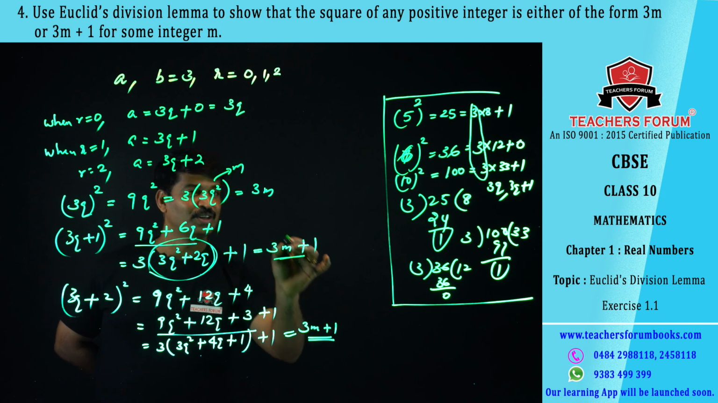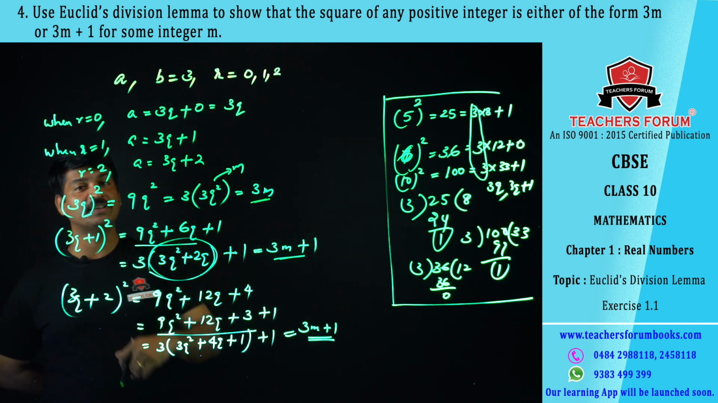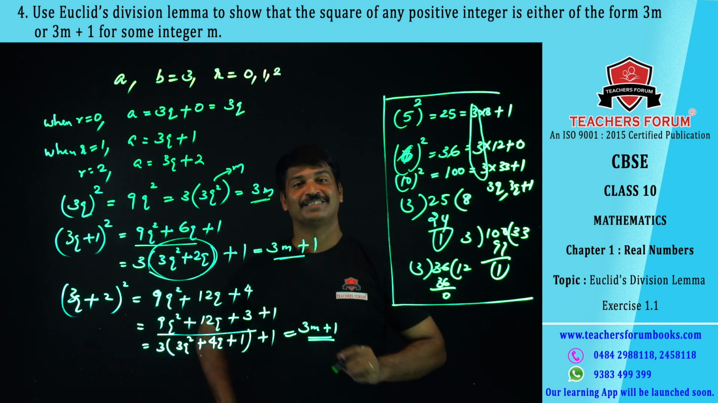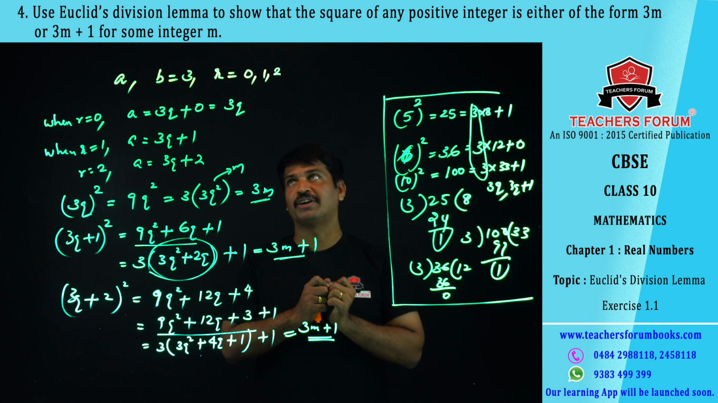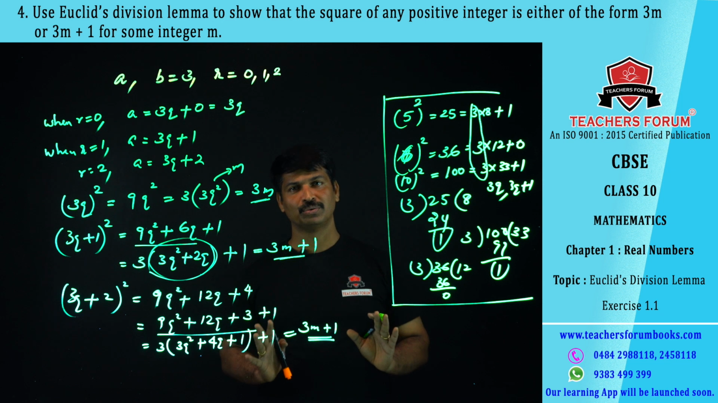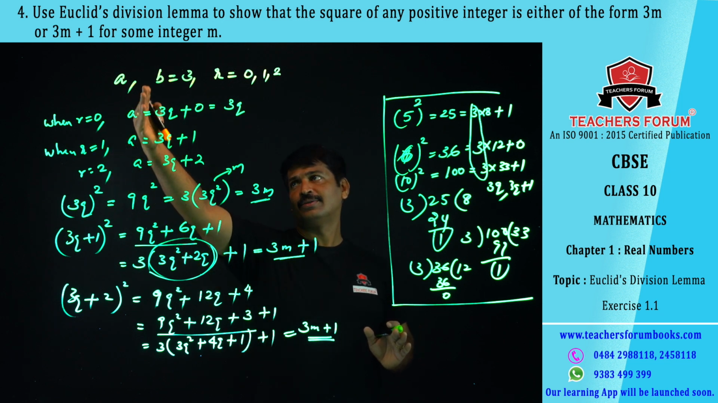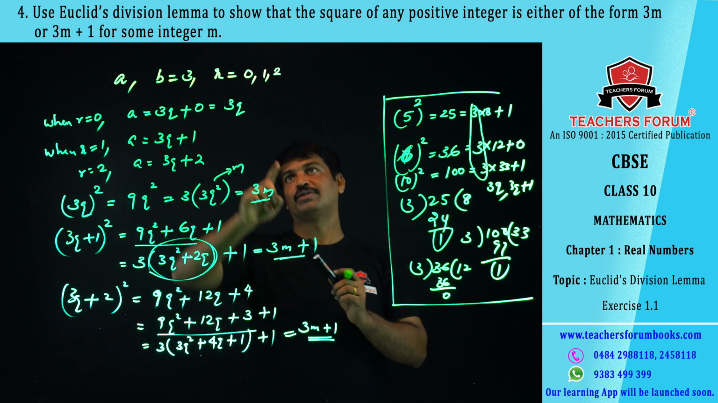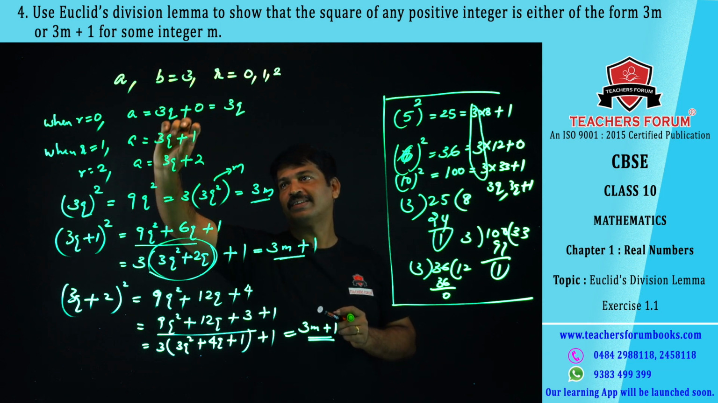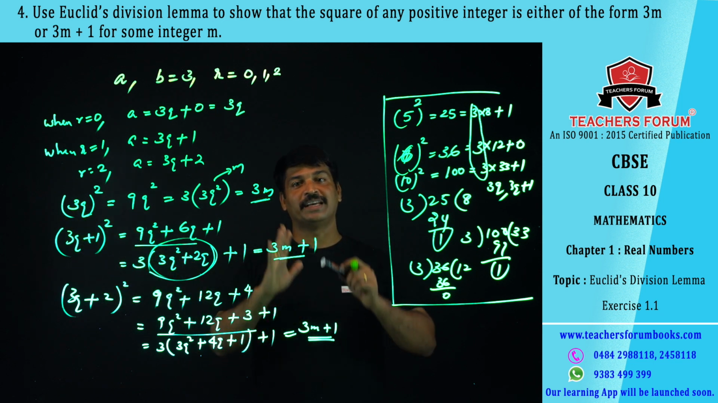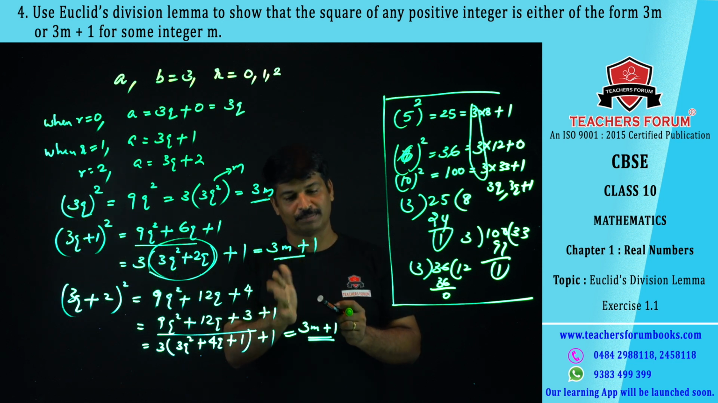So the square of any positive integer is of the form 3m or 3m plus 1. I think it is clear to you. So what we have done here: a is any positive integer, b is 3, and the possible values of r are 0, 1, 2. So you get the positive integers a equal to 3q, 3q plus 1 and 3q plus 2. But it is given that you have to show the square of any positive integer, so you have to just square it: 3q square, 3q plus 1 square, 3q plus 2 all square. When you square it, it can be expressed in the form 3m or 3m plus 1.